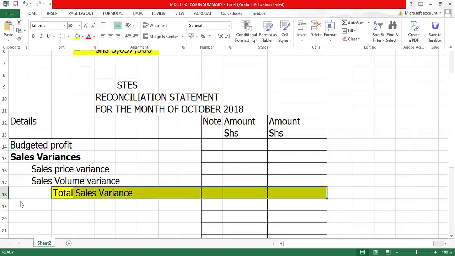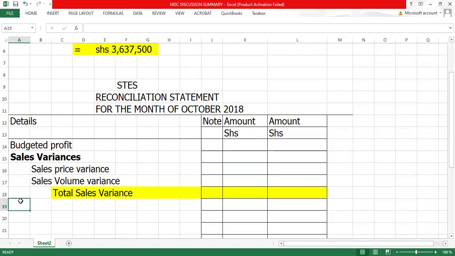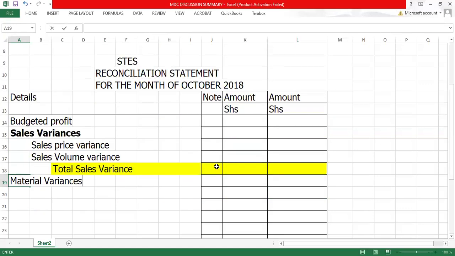Then after looking at your sales variance, you can now look at the material variances. The material variances, you have what and what? You have the material price variance, and you have the material usage variance.